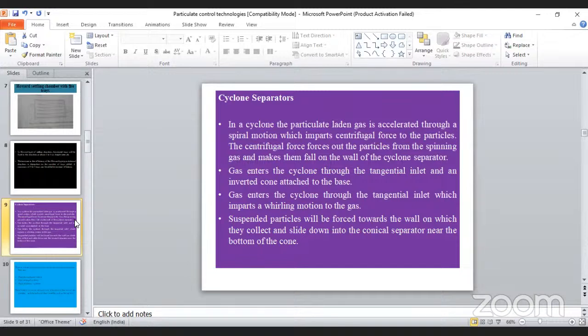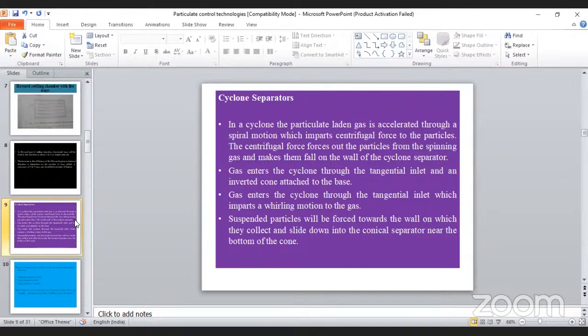Now we'll see what is there in your book. In a cyclone, the particle-laden gas is accelerated through a spiral motion, which imparts centrifugal force to the particles. We know what is centripetal and centrifugal. So that makes the substance spin. The centrifugal force forces out the particles from the spinning gas and makes them fall on the wall of the cyclone separator. So when it falls on the cyclone separator wall, from the high speed, because the gas stream enters into the cyclone separator by a kind of motor.